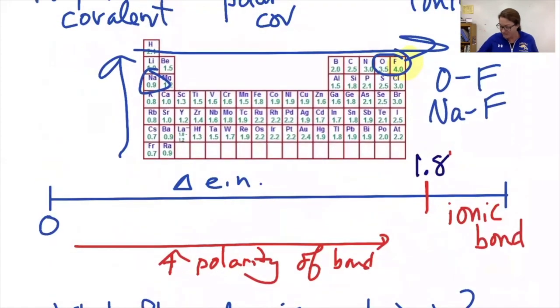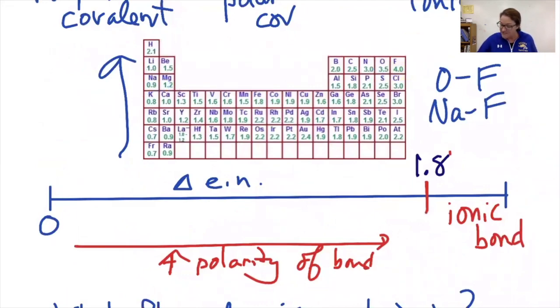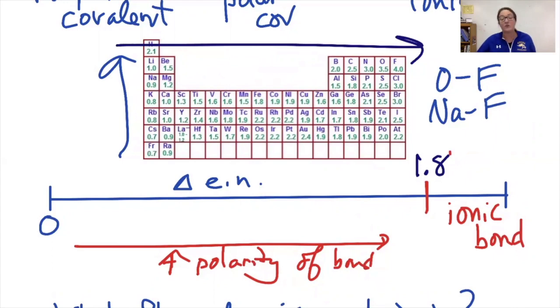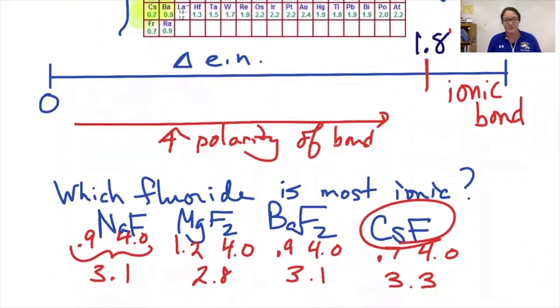Another way I could have been able to tell this same thing is, since electronegativity has a trend of going up and to the right, I know that the farther apart two things are on the periodic table, the more ionic the bond will be. So those are the locations of the four things we were talking about in that problem. Which one's farthest from fluorine? Cesium. So it's going to have a difference in electronegativity most different from that of fluorine, therefore making it the most ionic.